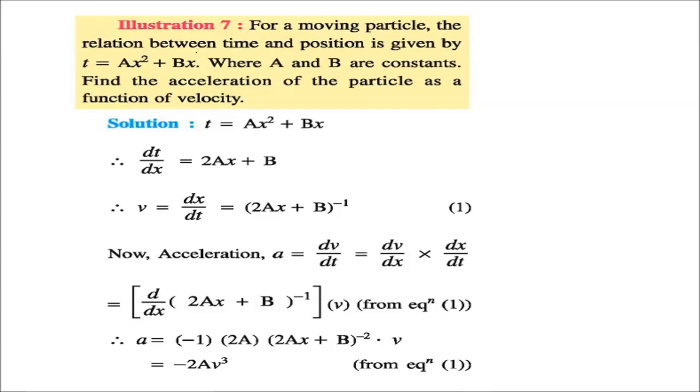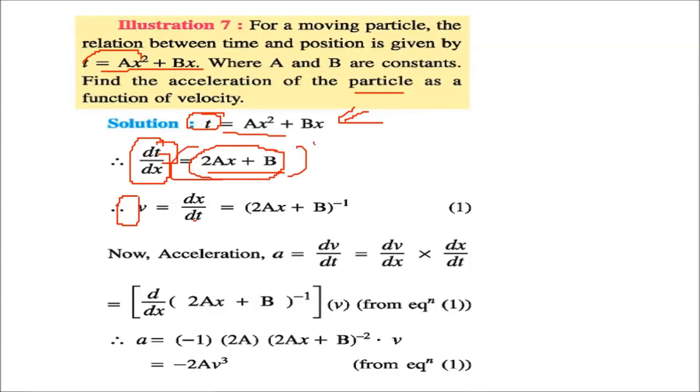Now for a moving particle, the relationship between time and position is given like this: t equal to ax square plus bx. Please understand, the time is given in terms of x, not x in terms of time. Here a and b are constants, and we have to find the acceleration of the particle as a function of velocity. So t is given like this. dt by dx is what? 2ax plus b. We are just differentiating it. But we know that the velocity is dx by dt, not dt by dx. So we have to invert it, we have to take the reciprocal. When we take the reciprocal, it becomes the whole expression to the power minus 1. So we have just inverted this, giving dx by dt.